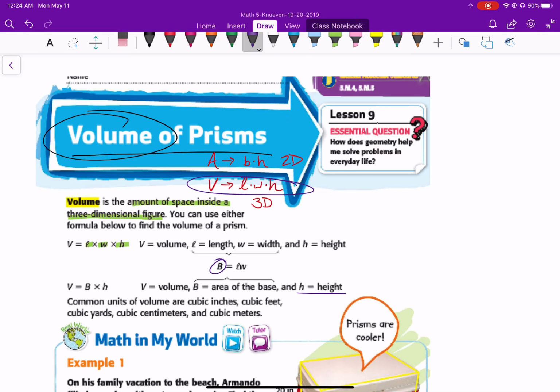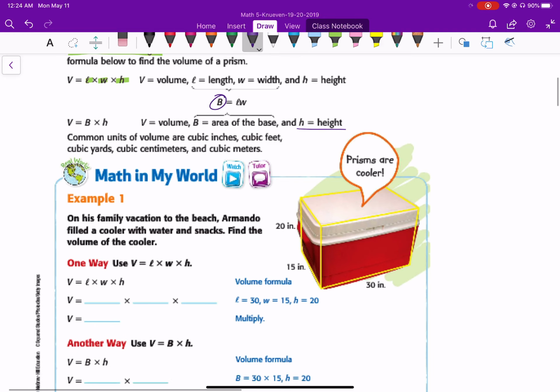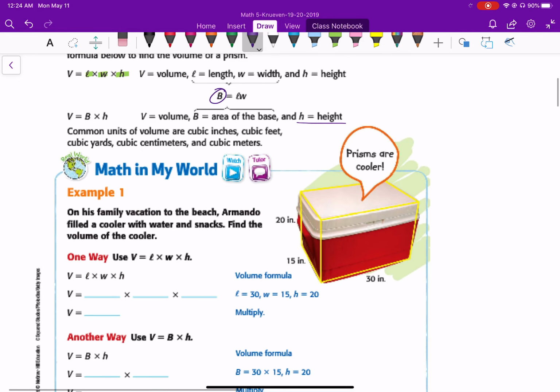of the base. And we call our three-dimensional figures their name based on what the base shape is. So the rectangular prism, the base of it is a rectangle, whereas a triangular prism, the base of it is a triangle. Either way, we find the area of the base and then we multiply it by the height. Anyways, so common units in volume are cubic inches, cubic feet, cubic yards, cubic centimeters, cubic meters.